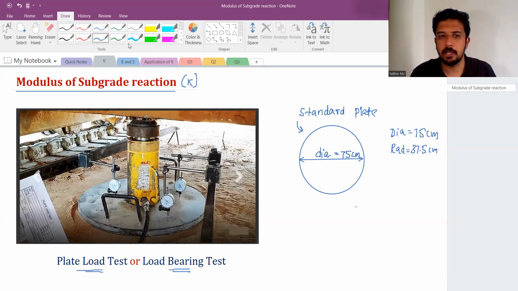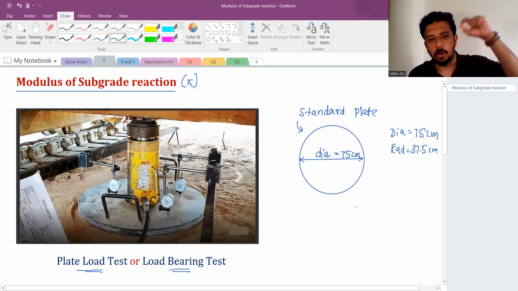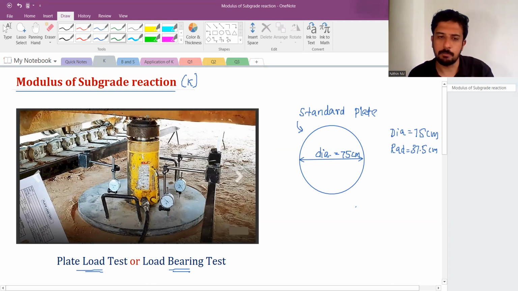Understood? Now, what actually we are doing here, that also you need to understand. See, you can see a load giving mechanism here. On that mechanism, we are going to apply the load. We'll be giving the load to the subgrade soil. You can see the soil here, right? I hope you're able to see the soil. So on the soil only, we are going to keep our plate.